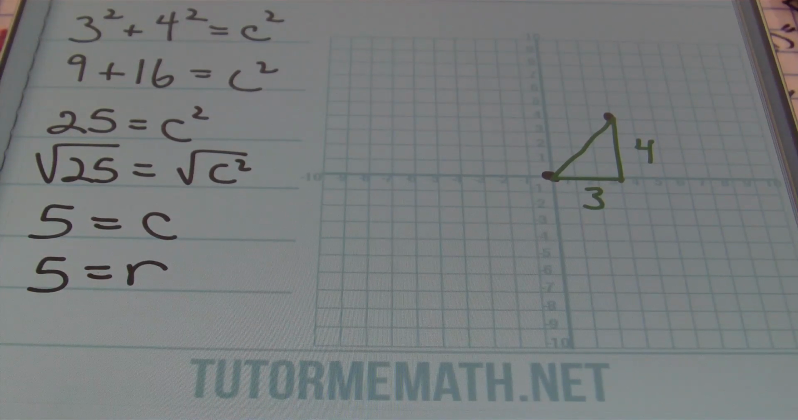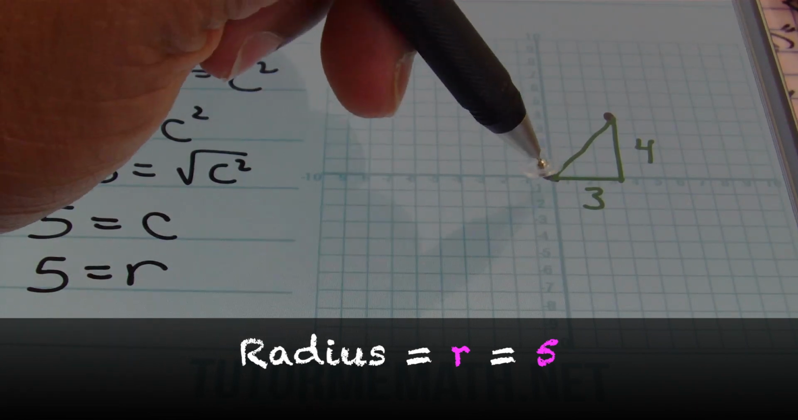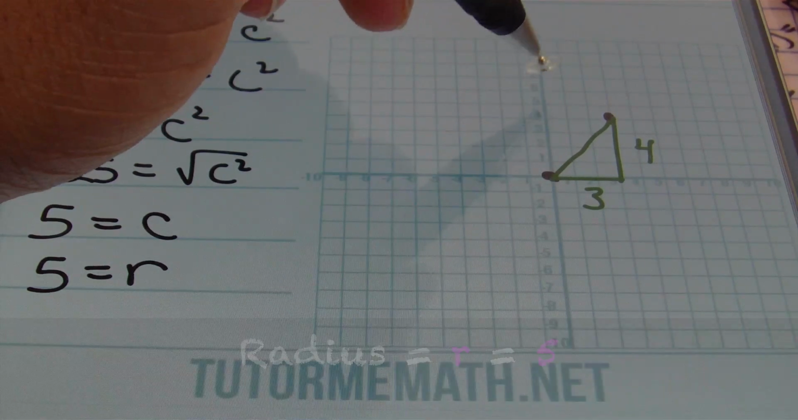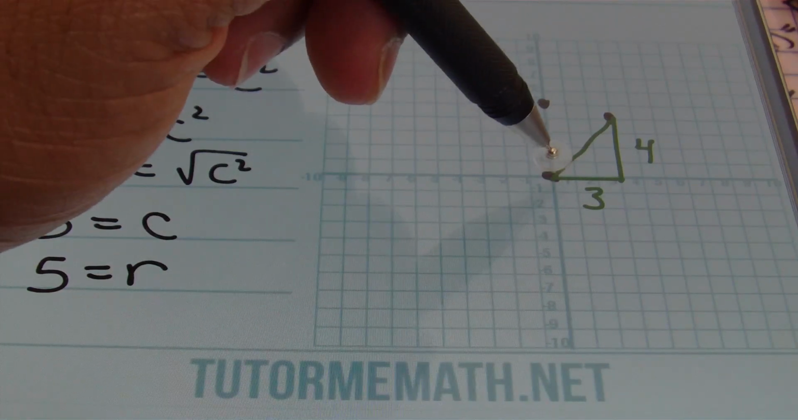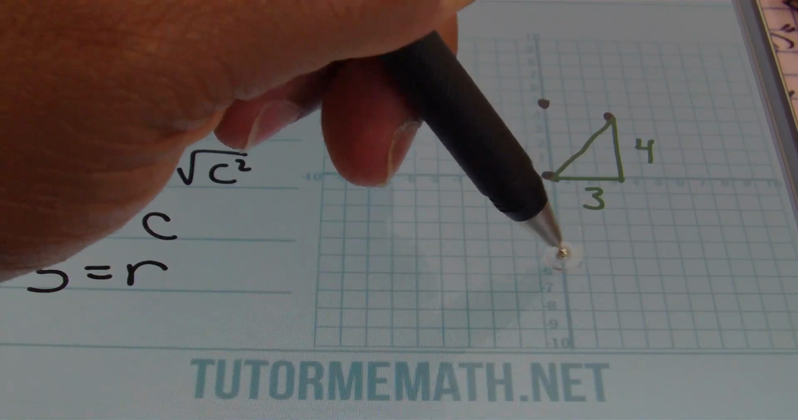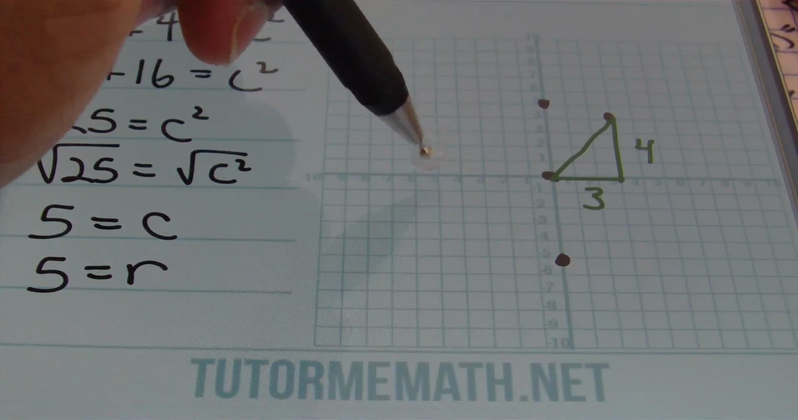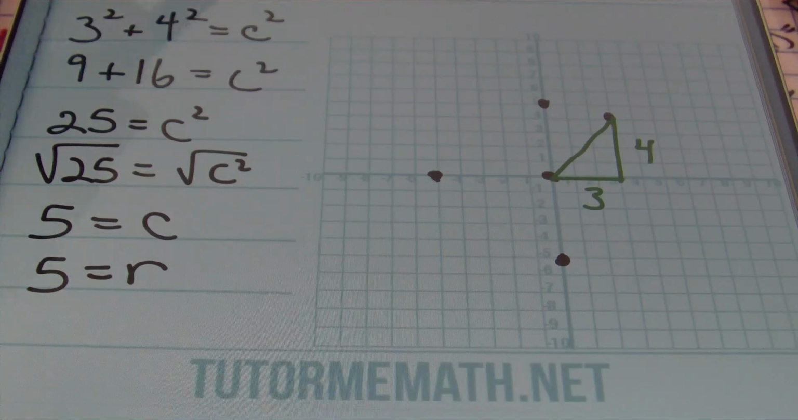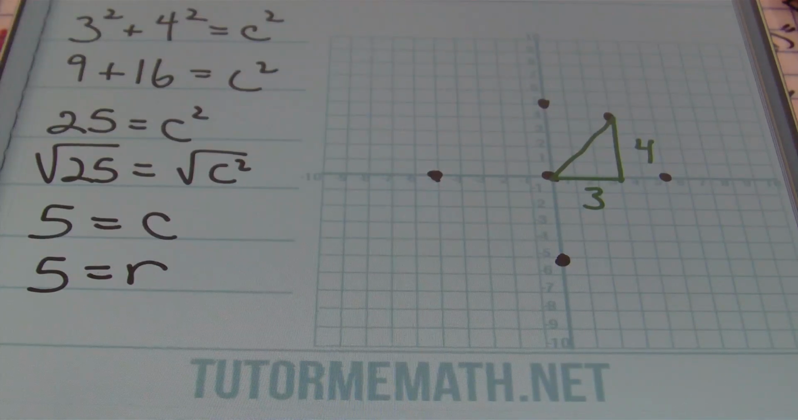So knowing that the radius is 5, I can now plot 4 points that are 5 places away from my center, which is the origin. That means I'll be going up 5, 1, 2, 3, 4, 5. So I have a point at 0, 5. I go down 5, 1, 2, 3, 4, 5. Then I go to the left 5, 1, 2, 3, 4, 5, and then to the right 5, 1, 2, 3, 4, 5. Just like that.